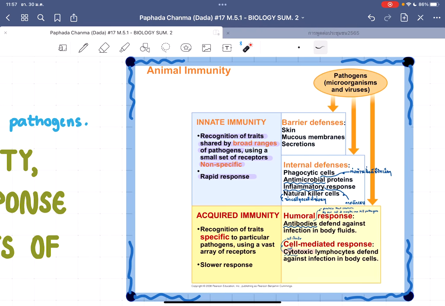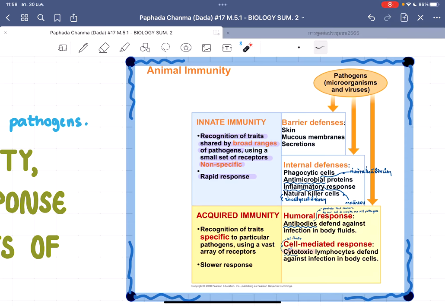This was the animal immunity. It has an innate immunity, which is the recognition of traits shared by broad ranges of pathogens using a small set of receptors. It is nonspecific, with a rapid response. It has barrier defenses, like the skin, mucous membranes, and secretions. And the internal defenses have phagocytic cells, antimicrobial proteins, the inflammatory response, and natural killer cells.